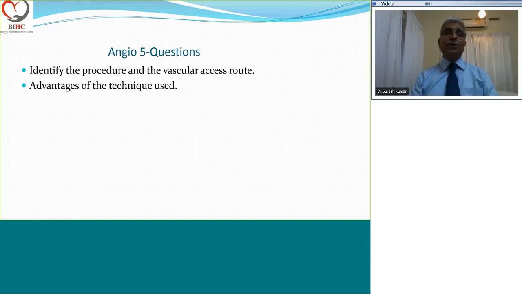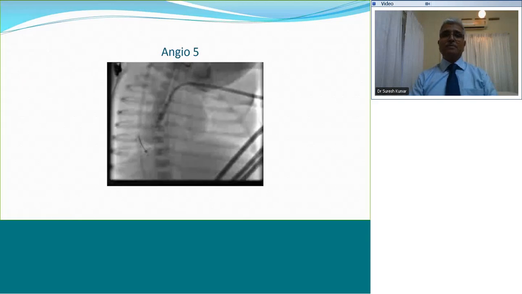Now, see this angiogram and tell me what is the procedure and what is the access used and what are the advantages of this access. The image itself doesn't move. What you see is the catheter, the balloon and the wire. Tell me what is it that you are seeing. Again, as the frame indicates, it's in the newborn.